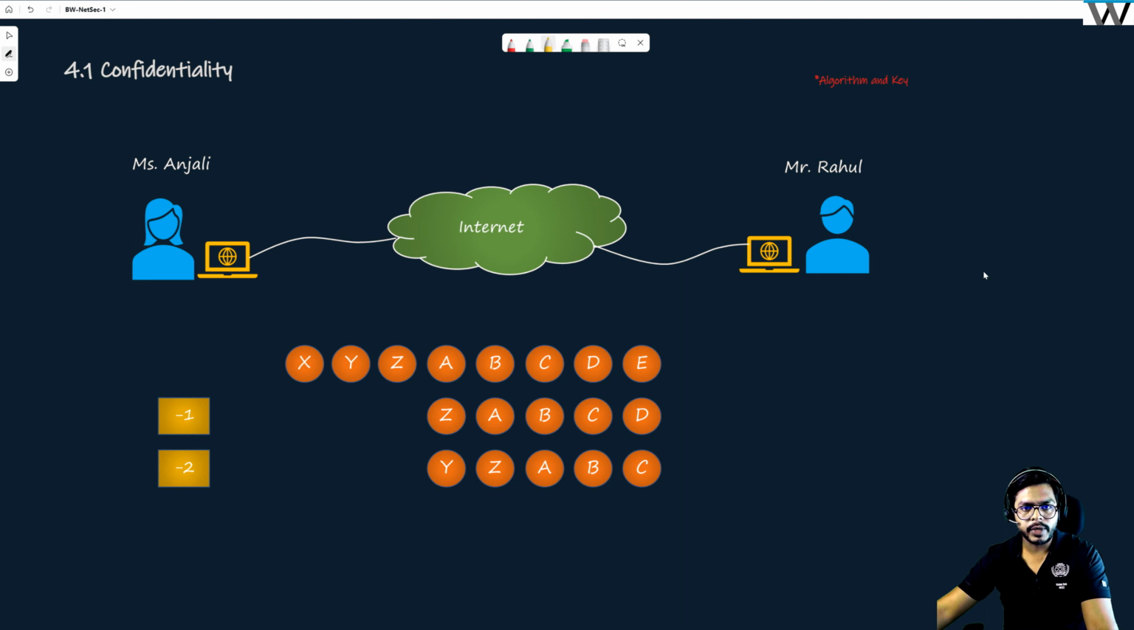Here again, we have the internet, we have Anjali here, we have Mr. Rahul here. The goal is simple. Anjali wants to send a message. Maybe she wants to send A, B, C, D to Rahul. And there is a middleman also. Of course, she cannot send the plain text over a public medium. This is the plain text.